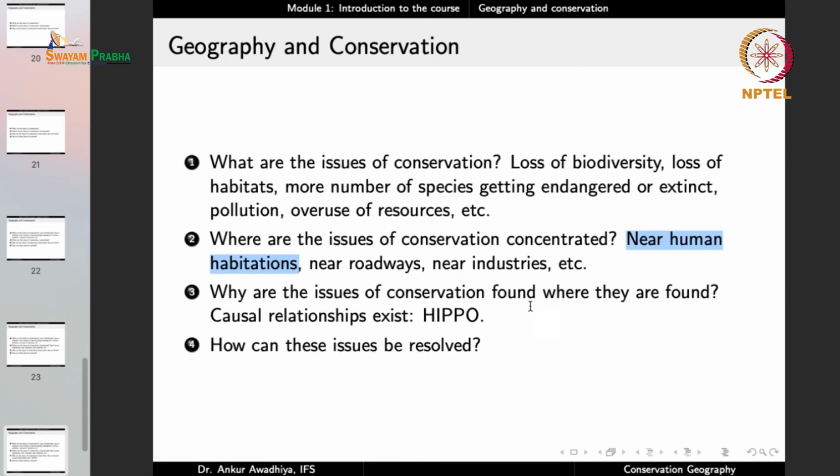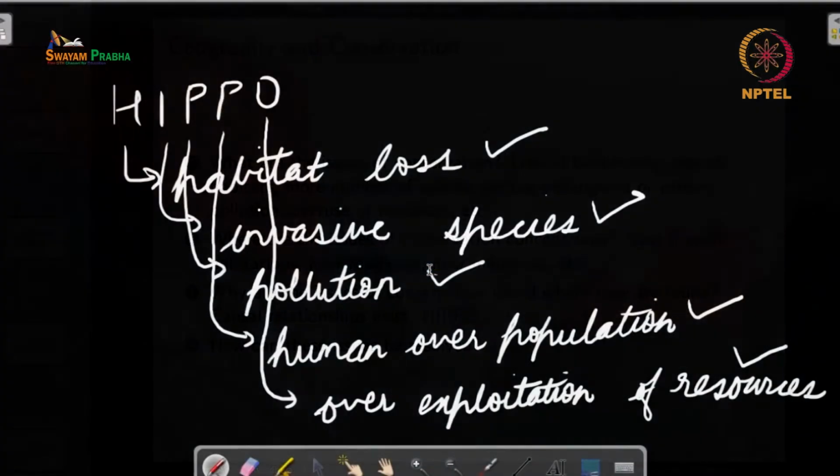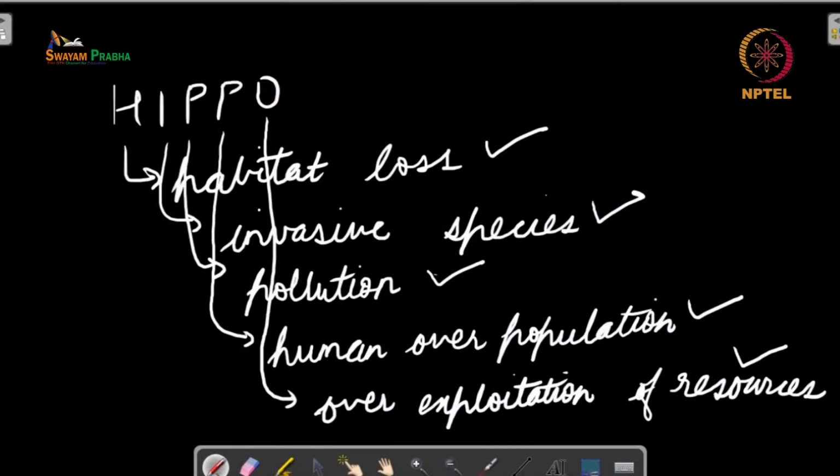If you ask the question, why are the issues of conservation found near the roadways? Now, near the roadways, what do you find? Do you have a loss of habitat near the roadways? Yes, because to make the roads, you had to cut down certain trees. So there is a loss of habitat. There is also a fragmentation of the habitat because of the road. Now, do roads result in pollution? Yes, they do result in pollution, especially air pollution and noise pollution. Do roads bring in invasive species? Yes, they bring in invasive species.